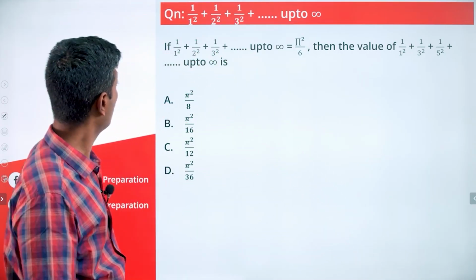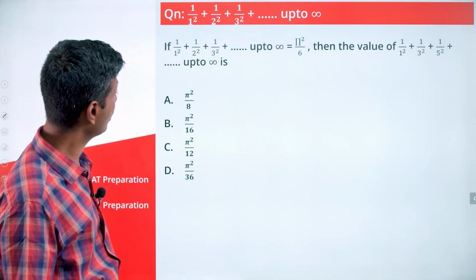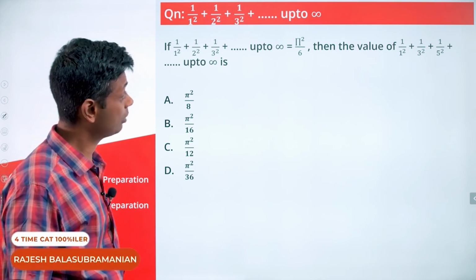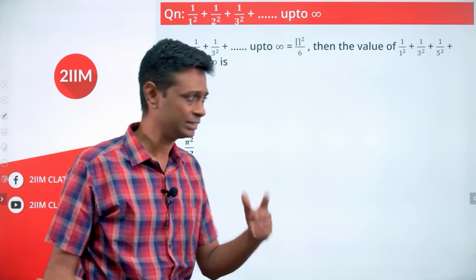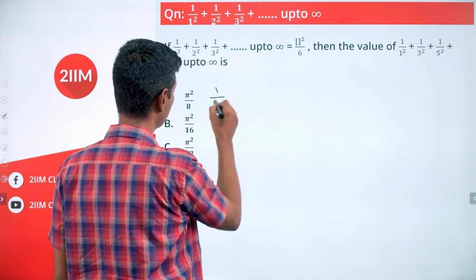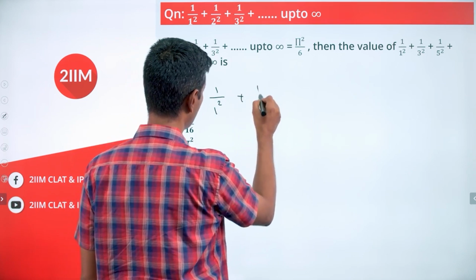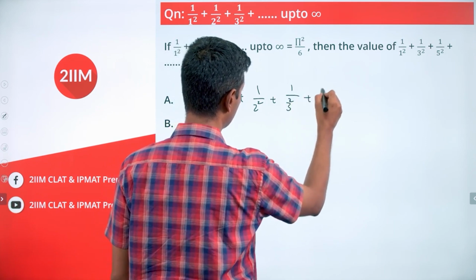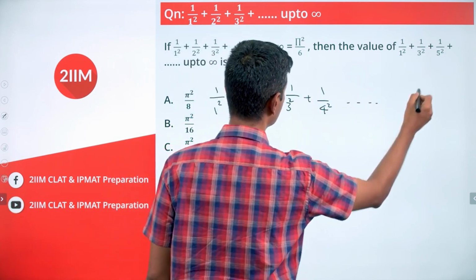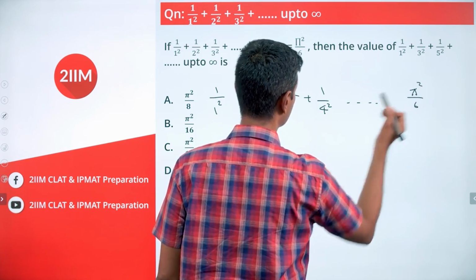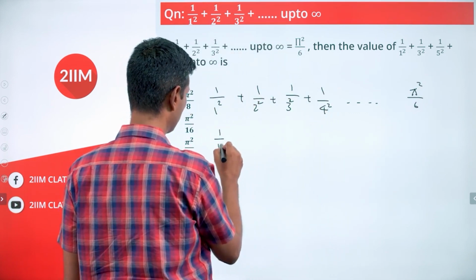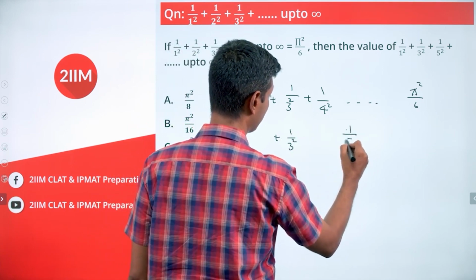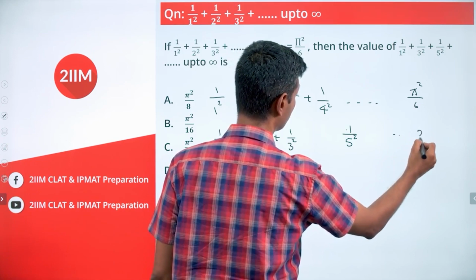Another very interesting question. 1 by 1 square plus 1 by 2 square plus 1 by 3 square, all the way up to infinity, is pi square by 6. And what is the value of 1 by 1 square plus 1 by 3 square plus 1 by 5 square? Very interesting, but actually a very simple question. Sounds very complicated. 1 by 1 square plus 1 by 2 square plus 1 by 3 square plus 1 by 4 square all the way is pi square by 6. The remaining part is 1 by 1 square plus 1 by 3 square plus 1 by 5 square all the way. What is this equal to?